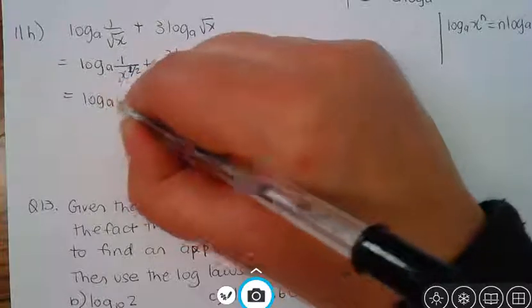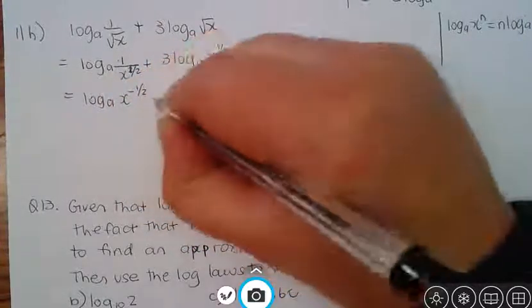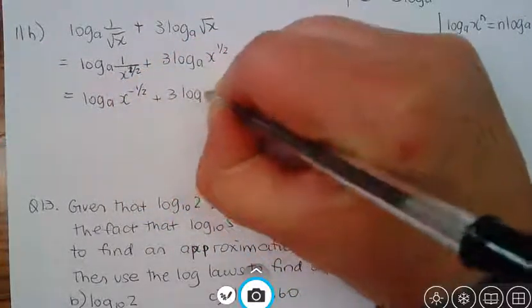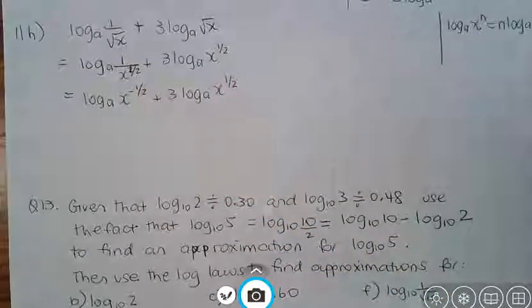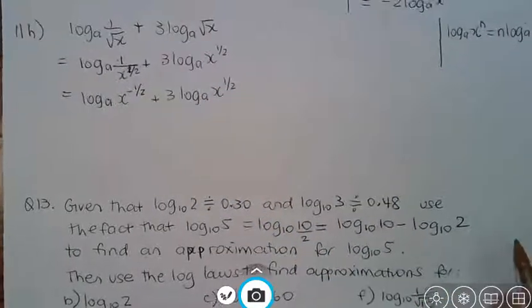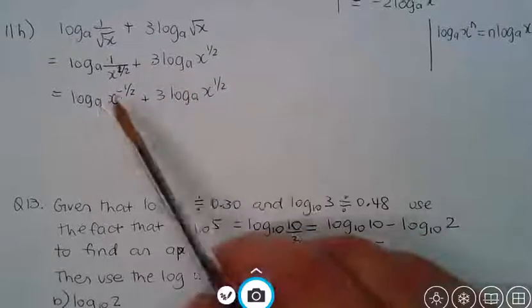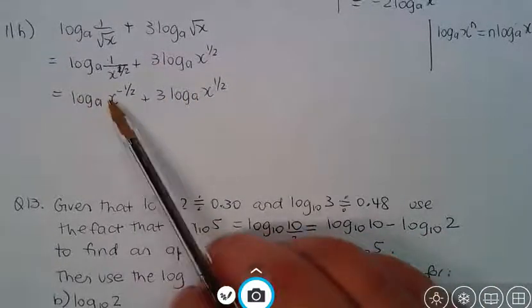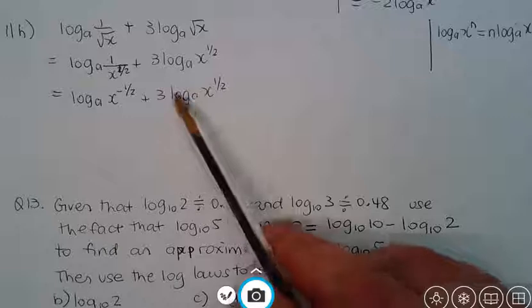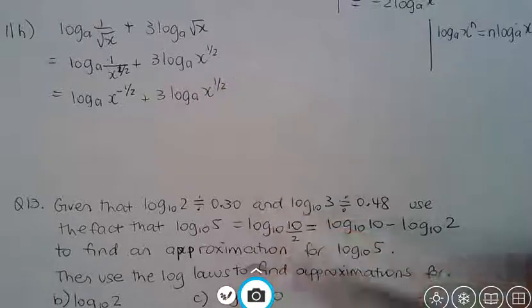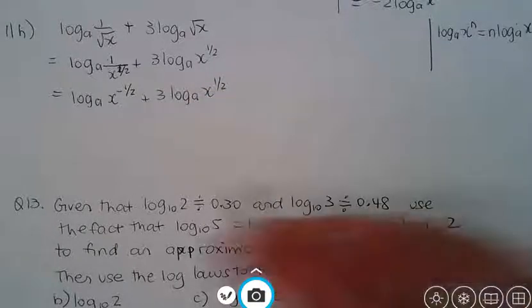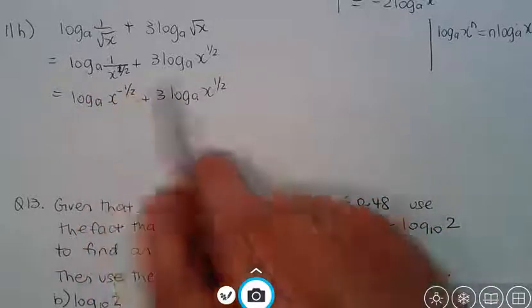So it's log to the base a of x to the power of negative a half, and this one here is log to the base a of x to the power of a half. Now, don't think that these are like terms. They're not, because you've got log to the base a of x to the negative half and log to the base a of x to the half. In another question, we did have like terms, but these are not because these bits aren't identical.